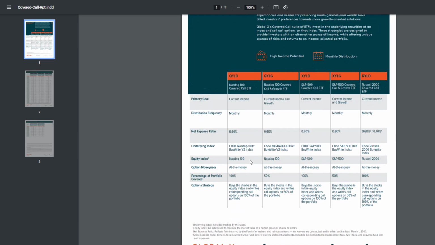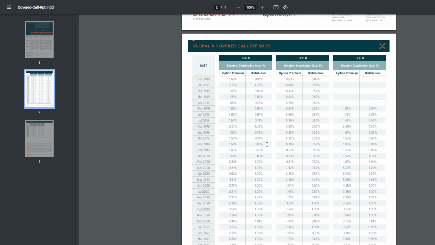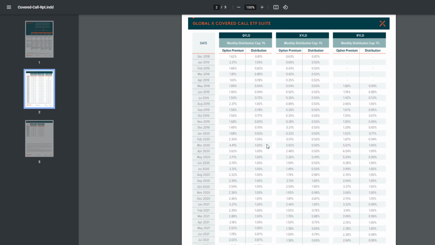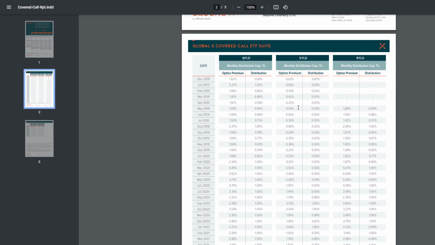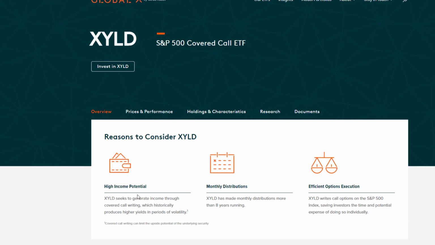So this document is on their website if you wanted to take a look at it. And it looks like here is the monthly distributions. XYLD seeks to generate income through covered call writing, which historically produces higher yields in periods of volatility, which the past few years has been quite a bit of volatility. Again, they have monthly distributions, and we'll get into their distribution numbers here in a little bit. 8 years running.